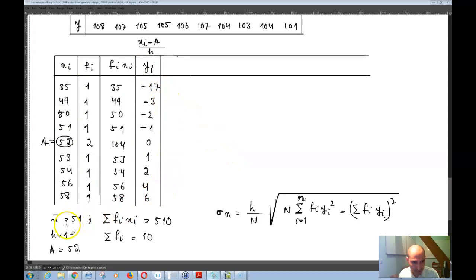Now I need to get my x bar. I'm sorry, the x bar I have already calculated. So I need to calculate f of i times y of i squared. So y of i squared is going to be, for example, equal to negative 17 squared times 1. So 17 squared, these are the kind of numbers that you need to know. So we will make a list of these numbers, and then we will use them over and over again.